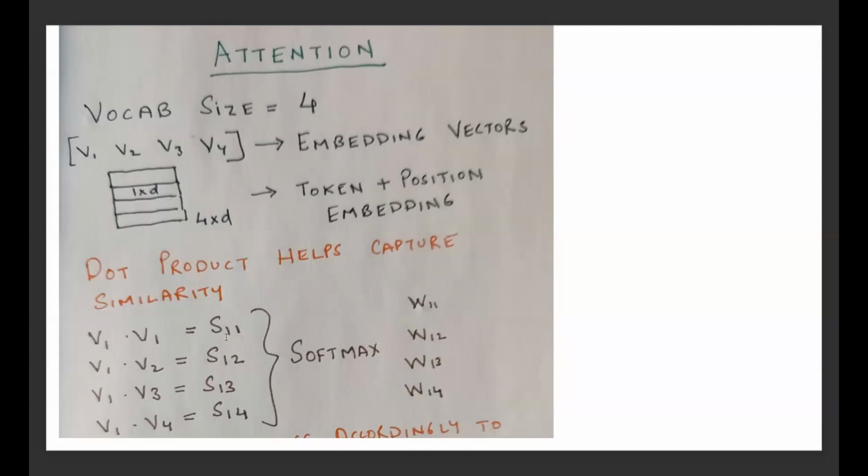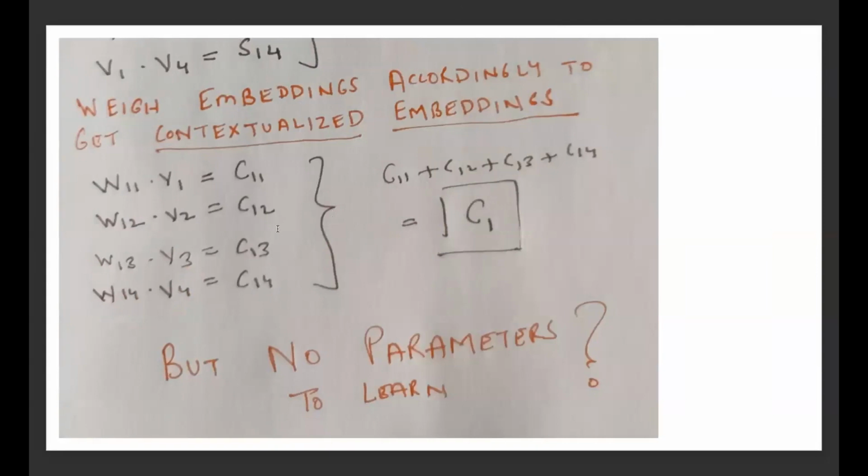Now, these scores need not be normalized. So we pass them through a softmax layer, or just for now, assume that we are just normalizing them. And we will get these weights so that they add up to 1. It will be a probability distribution after passing through the softmax layer. Once we get these weights, we can weigh the embedding of each word with them. So say W11 will be multiplied by V1, W12 by V2, and so on. And we get a contextualized word vector for each word in the vocabulary.